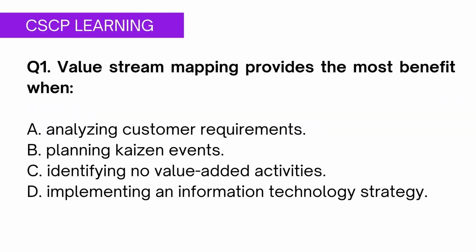Question number 1. Value stream mapping provides the most benefit when? Option A. Analyzing customer requirements. Option B. Planning Kaizen events. Option C. Identifying non-value added activities. Option D. Implementing an information technology strategy.